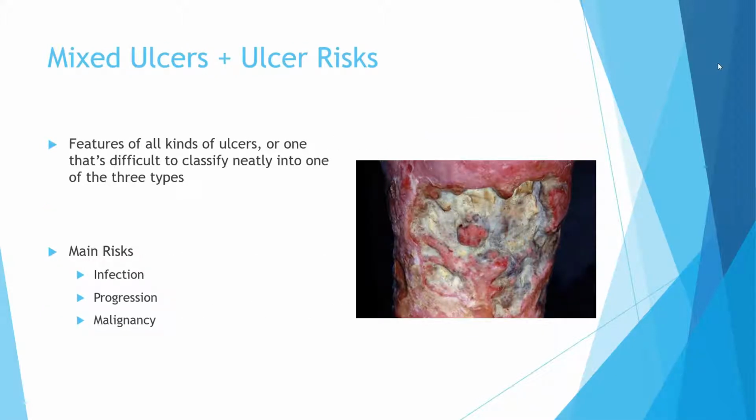In patients that have multiple comorbidities and mixed disease, you may find that some ulcers don't fall nicely into that classification. You can get different mixed ulcers where they are exhibiting features of both arterial and venous ulcers and maybe some neuropathic element as well. And the management of these ulcers becomes ultimately more complicated.